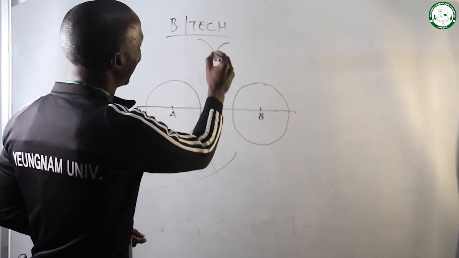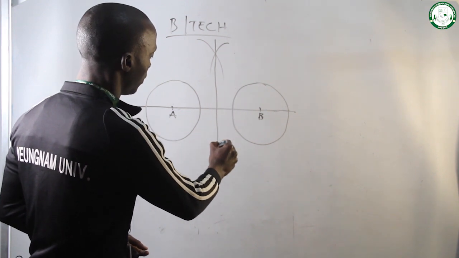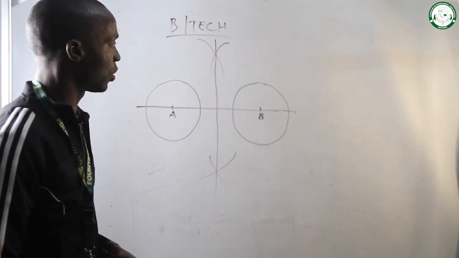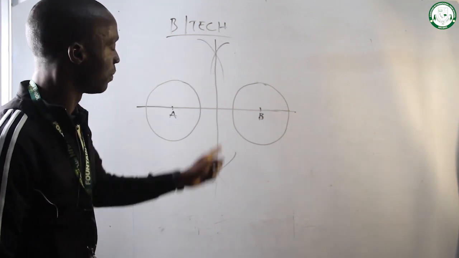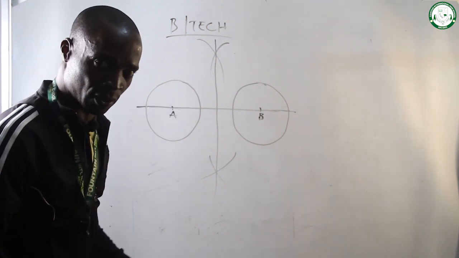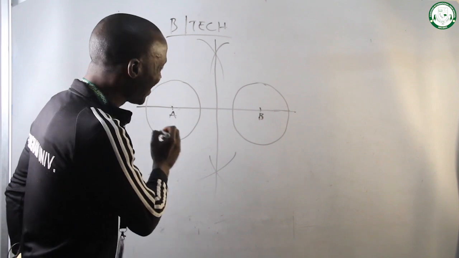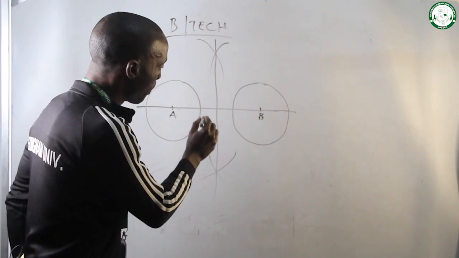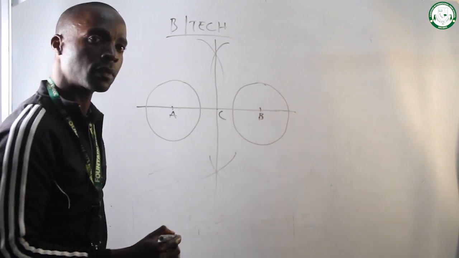Then draw a line from this point of intersection through the other point of intersection. You can see that this vertical line, this bisector, now cuts this line AB at a particular point, and that is this point. We call it point C.